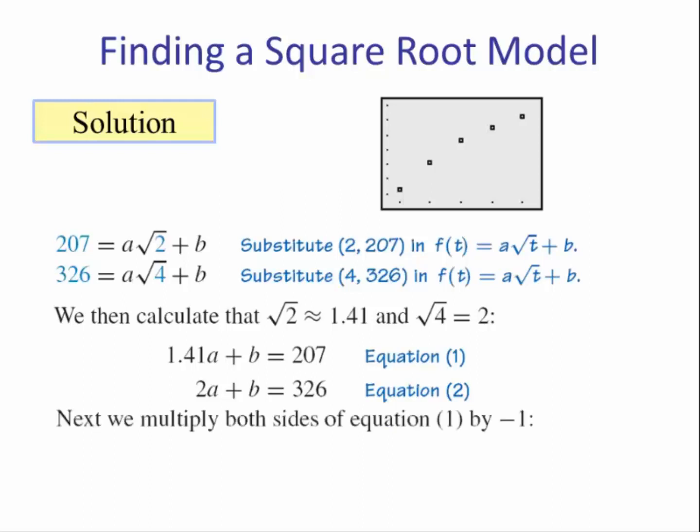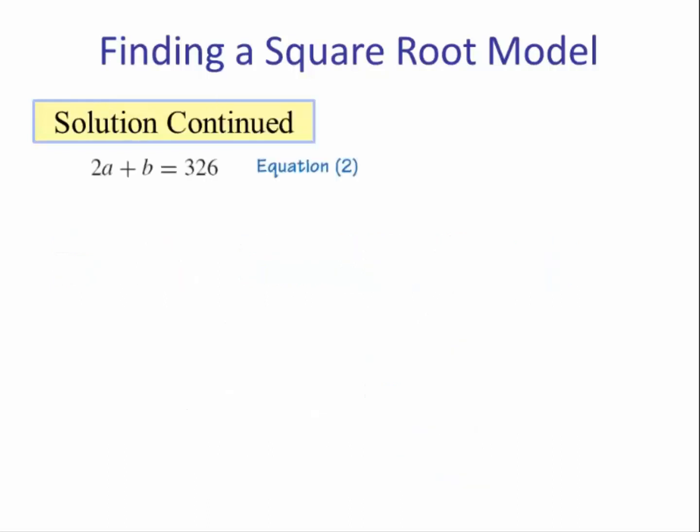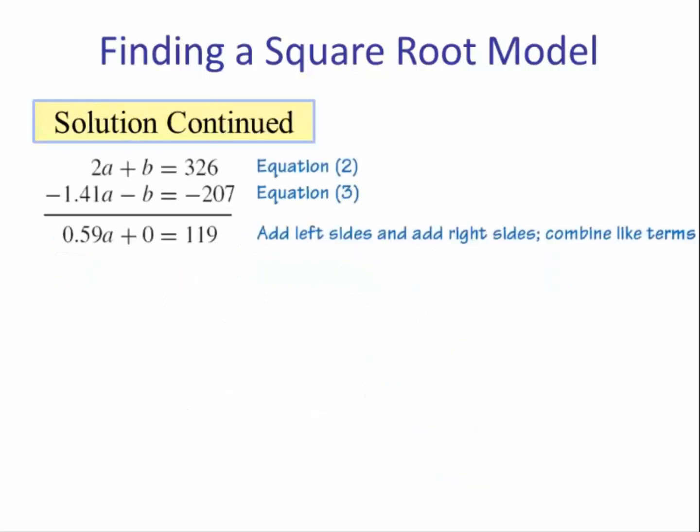Now we multiply both sides. I'm going to use the first equation again by -1. And we have a negative 1.41a minus b equals a negative 207. Make sure you multiply every single term by -1. Then we're going to add equation 3 and equation 2. The b's will cancel. We're left with 0.59a equals 119.